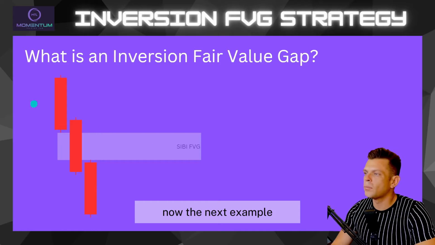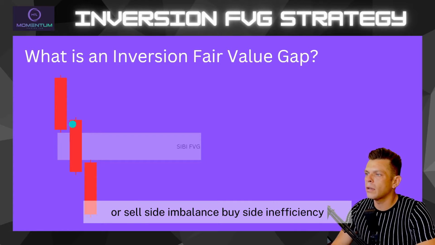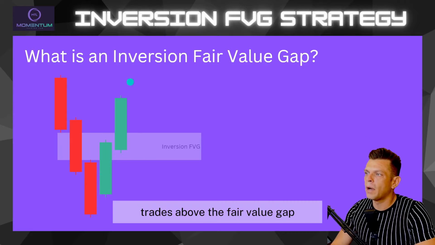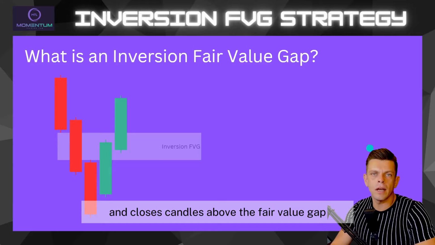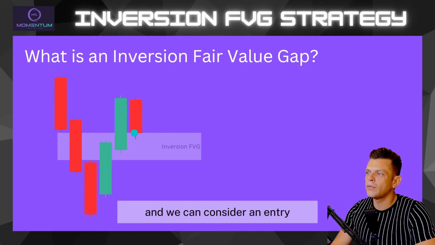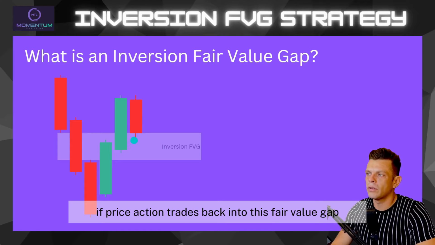Now, in the next example, we have a bearish fair value gap, also known as a SIBI, or a sell-side imbalance, buy-side inefficiency. So if price action trades above the fair value gap and closes candles above the fair value gap, then this becomes an inversion fair value gap, and we can consider an entry if price action trades back into this fair value gap.